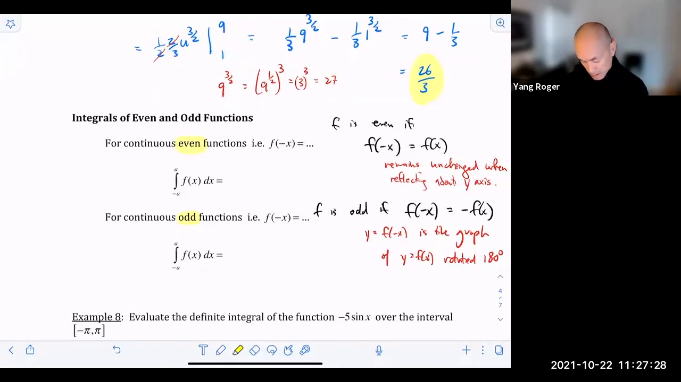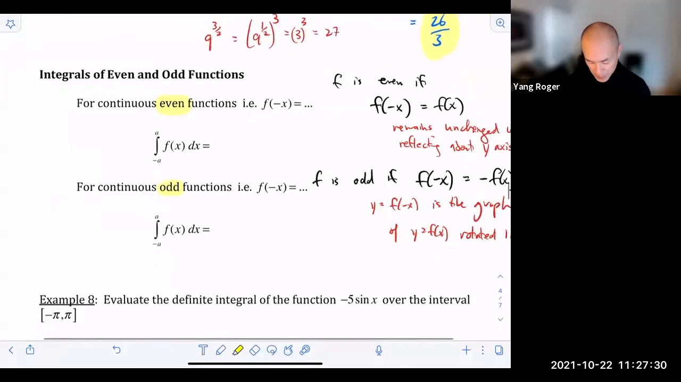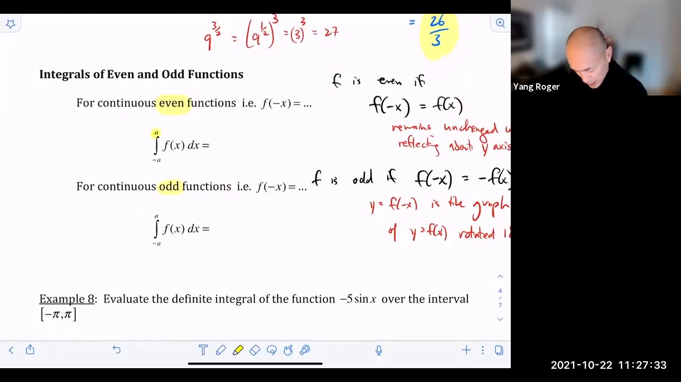But for this theorem, I haven't even told you the theorem yet. The theorem really requires that your limits of integration are negatives of each other.